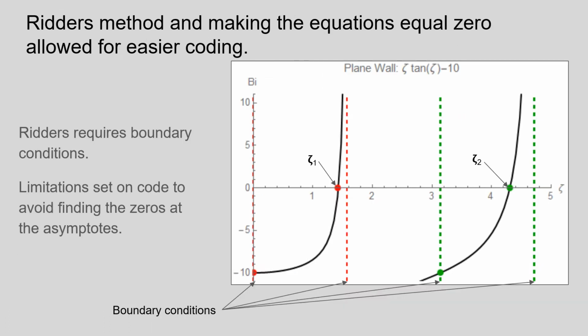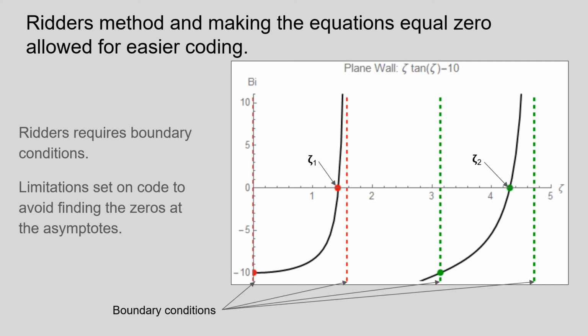Using Ritter's method made it easier for us to find the different zetas for the multi-term equation. Because our tangent-like equations have many asymptotes, we had to make sure that we didn't find the roots when it went from positive to negative infinity, as Python can. So we set the boundary conditions at where Biot would normally be 0 and at the asymptote. So the root was always between those values.